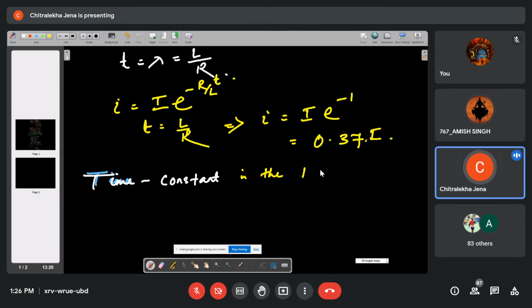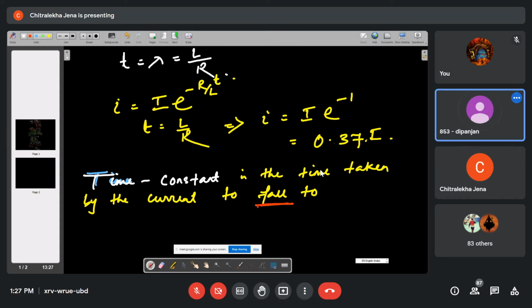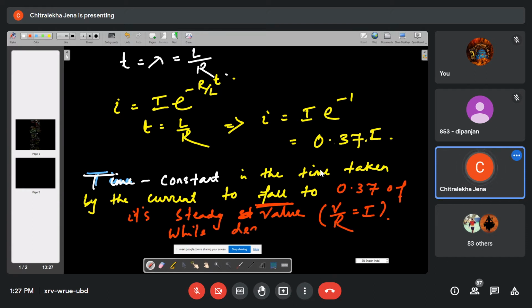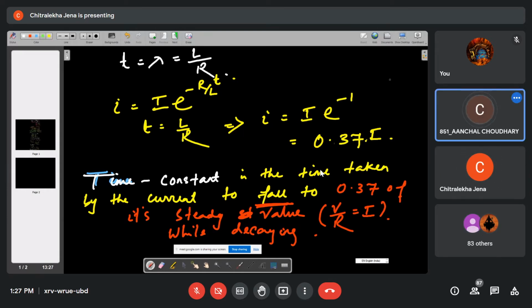Time constant is the time taken by the current to fall. Dipanjan, you understood? Here I am mentioning fall. Fall to how much? 0.37 of its steady value. Which one is the steady? I is the steady, yes or no? That is equal to V by R. This is equal to I. While you have to write down decay. Understood all of you? Clear? Yes, ma'am. Yes, sir.